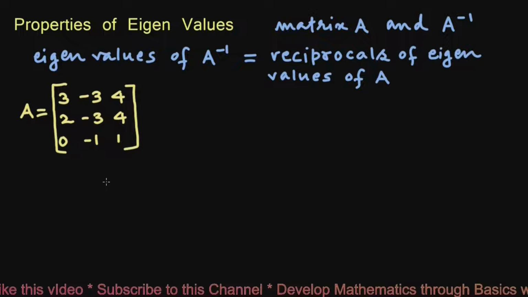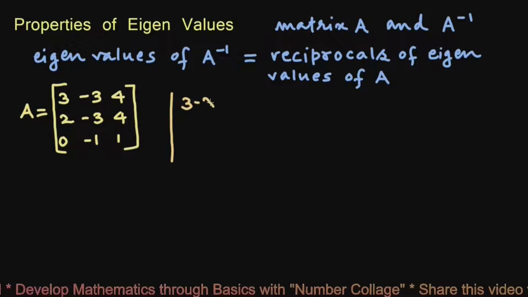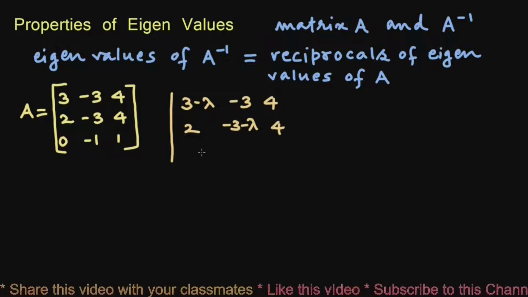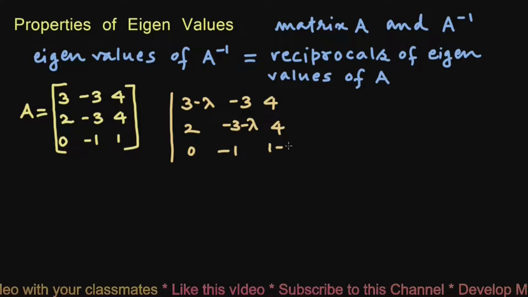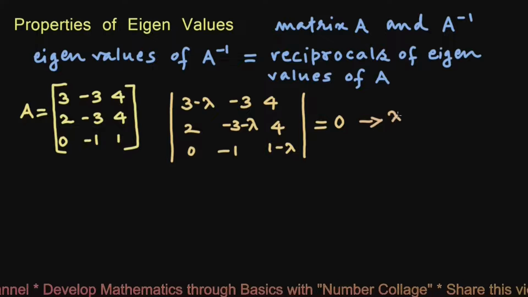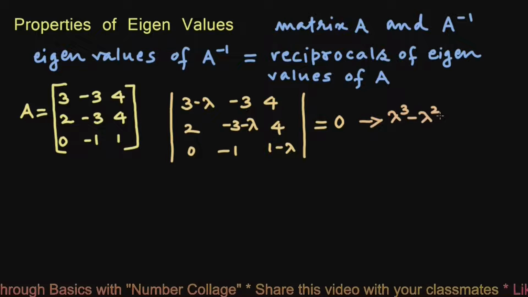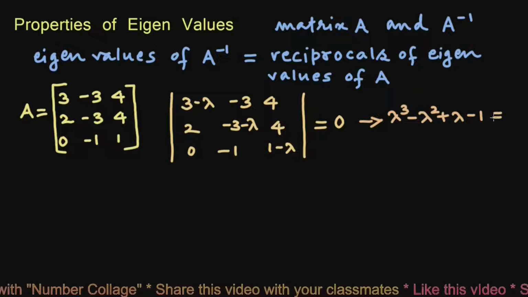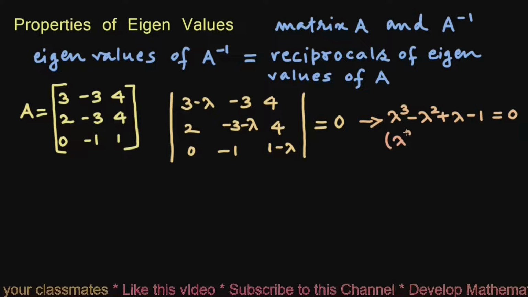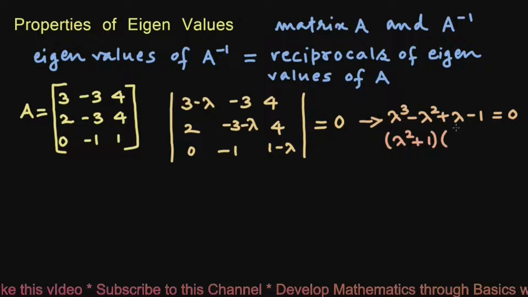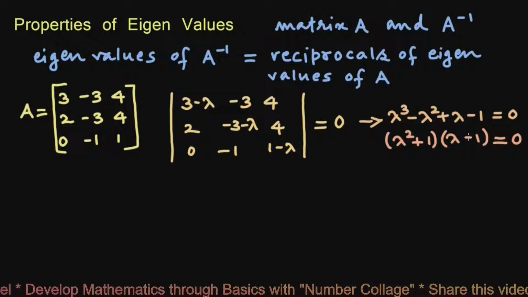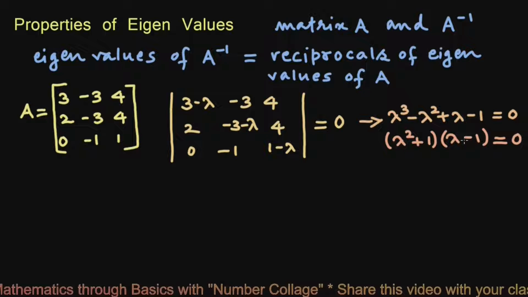Its characteristic equation will be determinant of 3 minus lambda, minus 3, 4; 2, minus 3 minus lambda, 4; 0, minus 1, 1 minus lambda equals 0. Expansion of the determinant works out to be lambda cube minus lambda square plus lambda minus 1 equals 0. This is a cubic polynomial which can be factorized as lambda square plus 1 into lambda minus 1 equals 0. For finding the factors of a cubic polynomial, please refer to my previous videos.